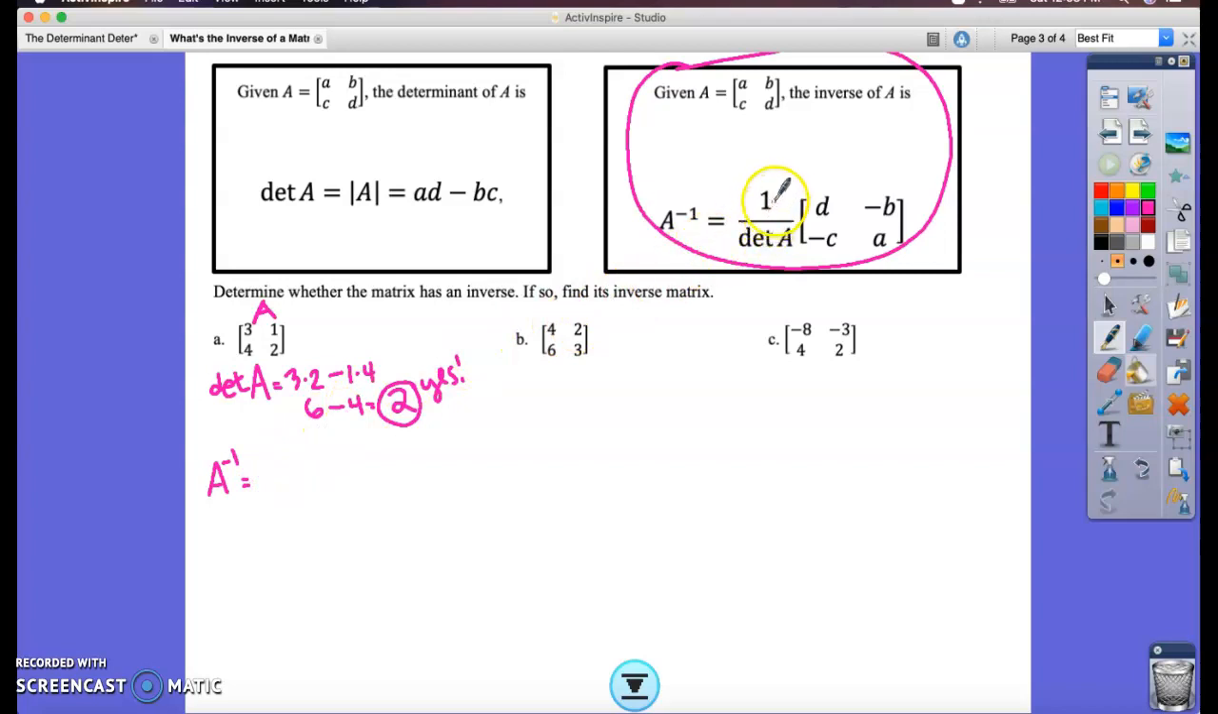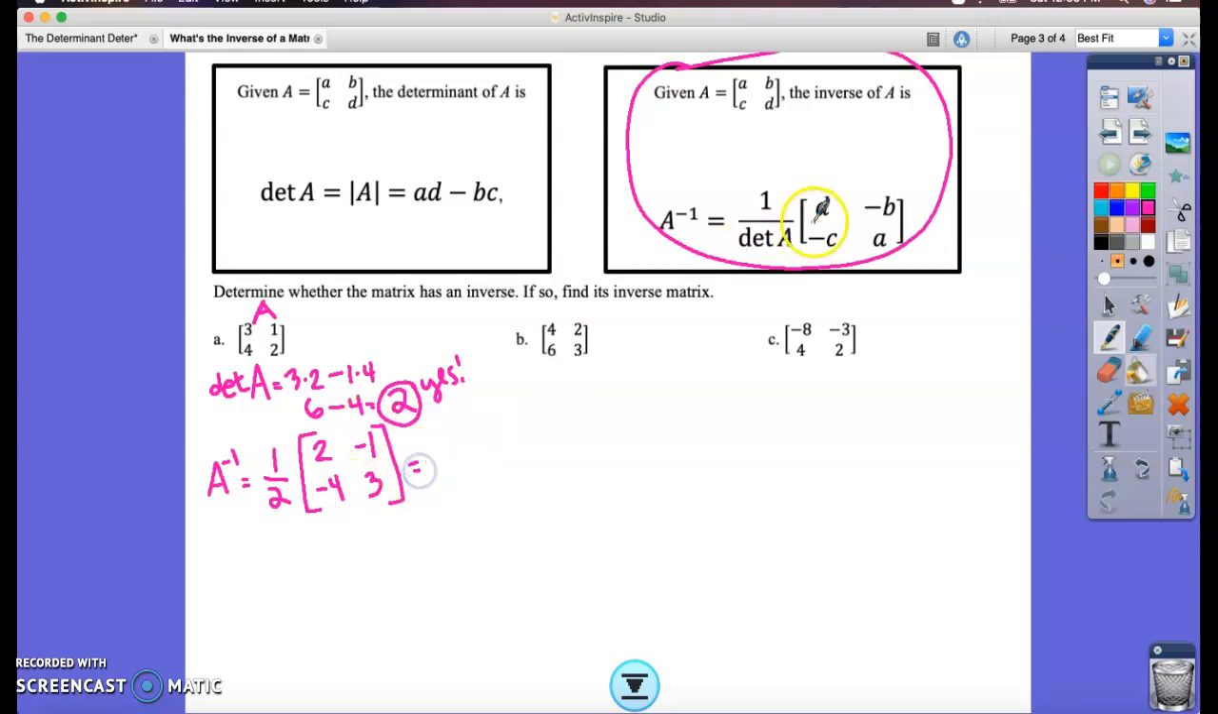I'm going to come over here. The formula is 1 over the determinant. So it's going to be 1 over 2. Then I'm going to put the matrix. First diagonal changes position. So 3 and 2 are going to swap. Press pause if you need to look at that a little bit longer. 1 and 4 are going to stay where they are but change signs. So 1 that was positive is now negative, and 4 that was positive is now negative as well.